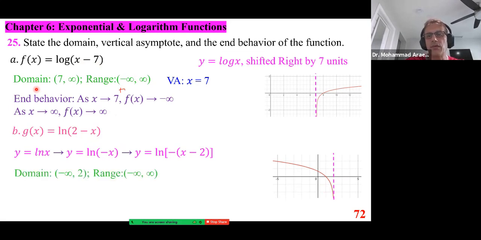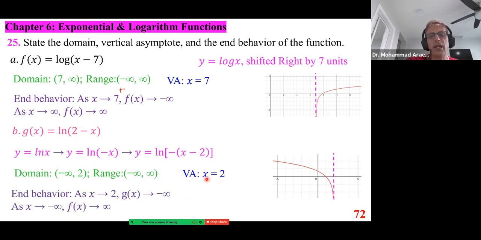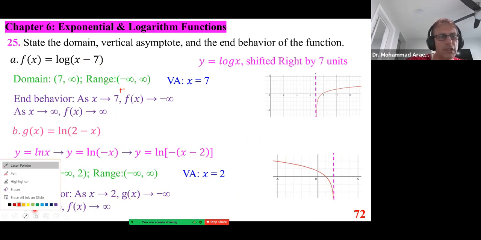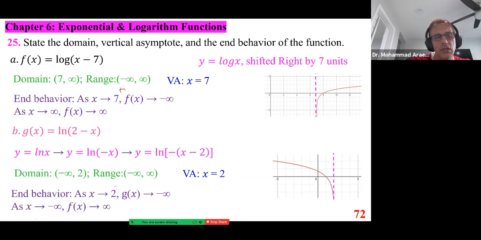So the domain from negative infinity to 2, range is not changing. The vertical asymptote, you can even set this one equal to 0, x equals 2. The end behavior, when x goes to 2, g of x goes to negative infinity. When x goes to negative infinity, g goes to positive infinity. And again, I want to put this here. By 2, we really, in calculus, we would show it like that, meaning when we approach, here's number 2, when we approach 2 from the left side, okay, from the left side.